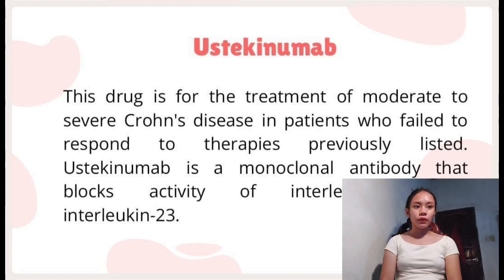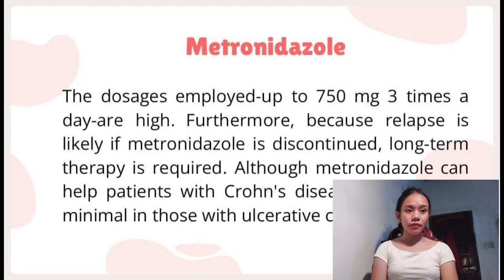Next drug is the ustekinumab. This drug is for the treatment of moderate to severe Crohn's disease in patients who fail to respond to therapies previously listed. Ustekinumab is a monoclonal antibody that blocks activity of interleukin 12 and interleukin 23. These interleukins cause inflammation both independently and through stimulating the production of TNF.